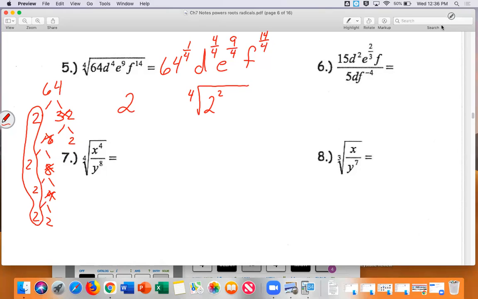Now, d to the 4 over 4. What's 4 divided by 4? 1. So 1 d comes out. E. How many times does 4 go into 9? Twice. With how many left over? 1. So that e goes inside. F. 3 times. With how much left over? There's your answer. All right. You okay with that? All right.